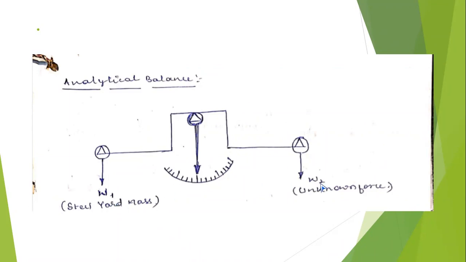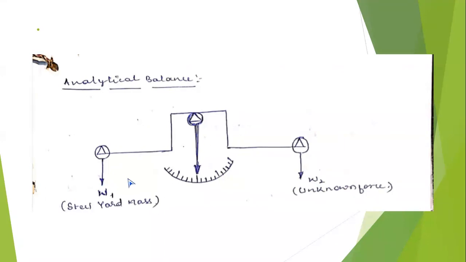W1 equal to W2. The right side pan should equal the left side pan. That is nothing but symmetry. Both the pans are at the same level. That is nothing but symmetry. W1 equal to W2. Once again, the procedure for measurement of force by using analytical balance.